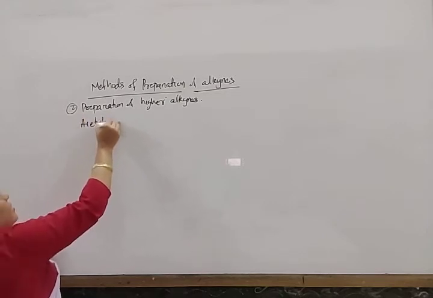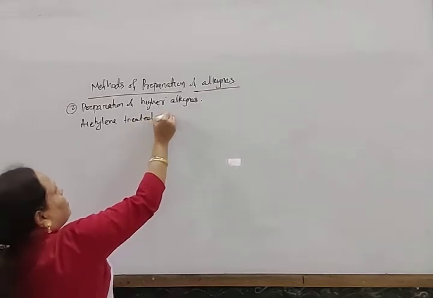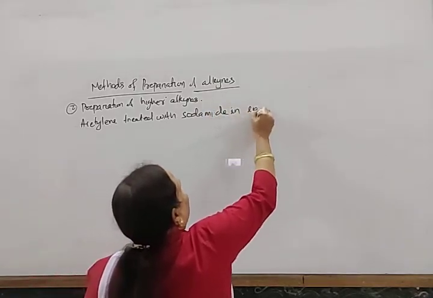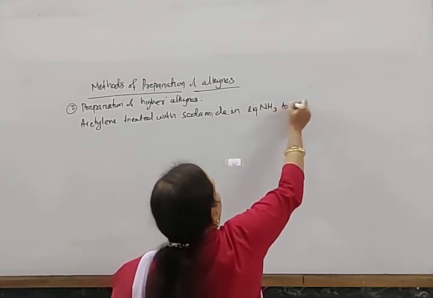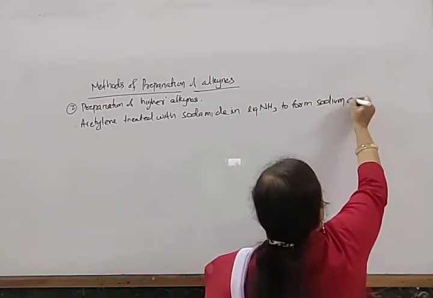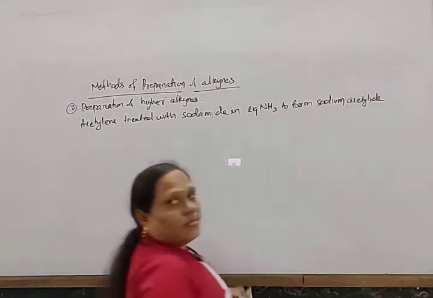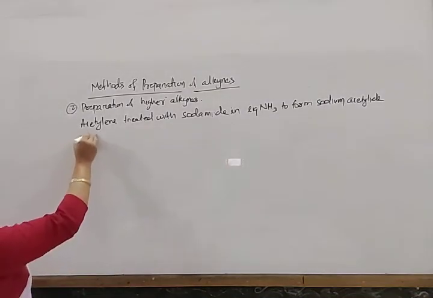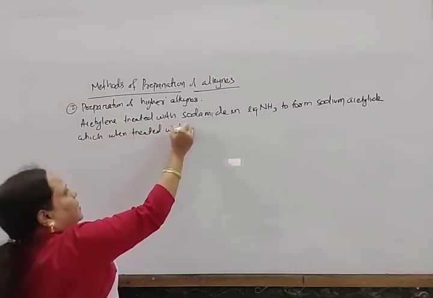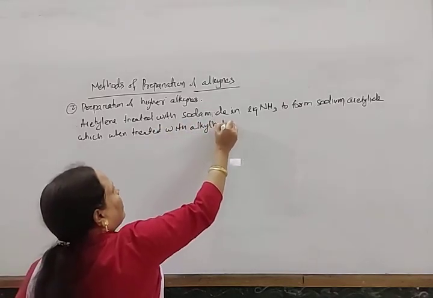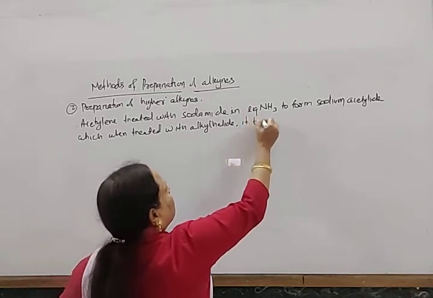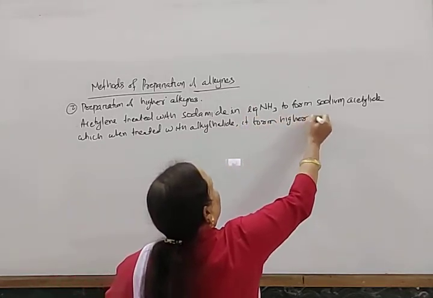So first, acetylene is treated with sodamide in liquid ammonia to form sodium acetylide, which when treated with alkyl halide forms higher alkynes.